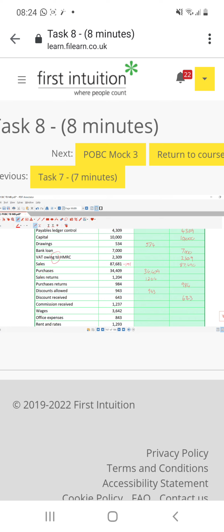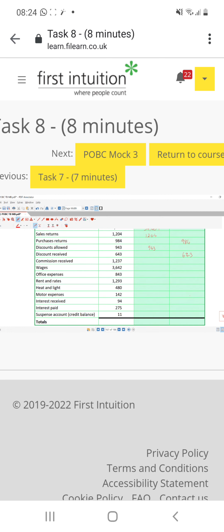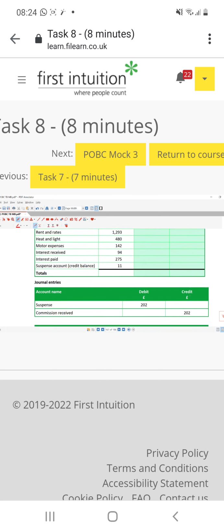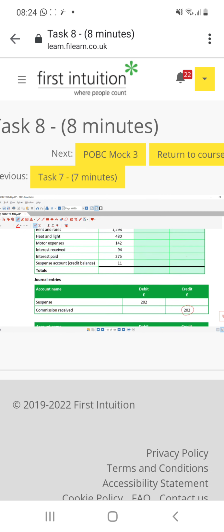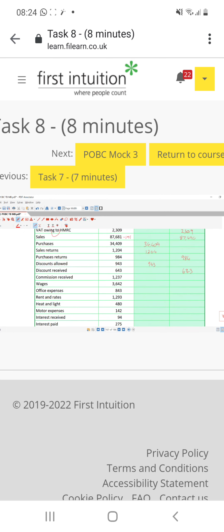And then what we have got just below is our other little area where we have a journal, our commissions received, and this is a type of income. So what we need to show here is that this income for commission received is going to increase as we are crediting a type of income by £202. And so therefore, if we increase our commissions received by £202, so add on 202, this will now be 1439.